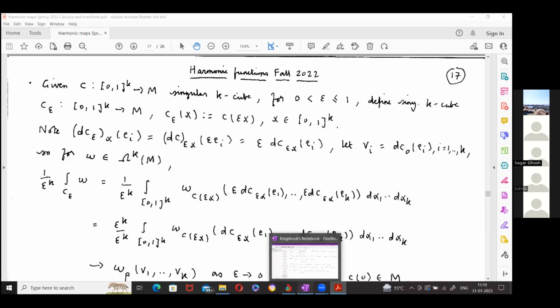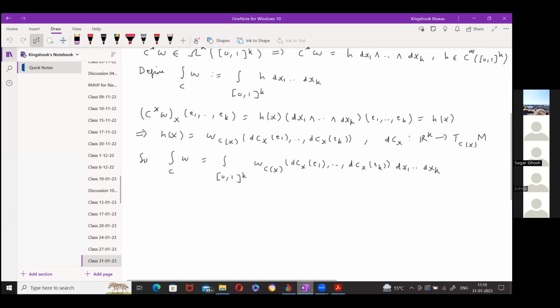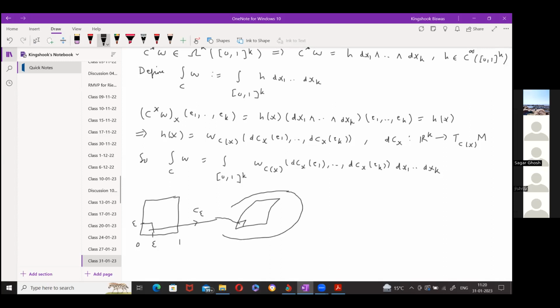So if this is your C, then C_epsilon is essentially given by mapping the whole cube into the cube of side length epsilon and then composing with C. So C_epsilon will be a very small cube inside your cube C. This will be the image of C_epsilon, sitting inside M. Is this clear? Yeah.